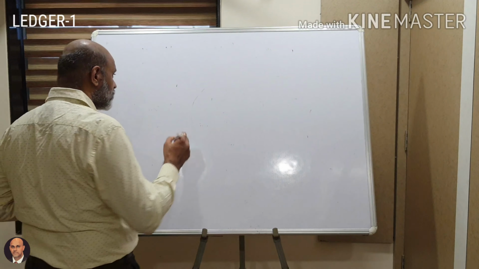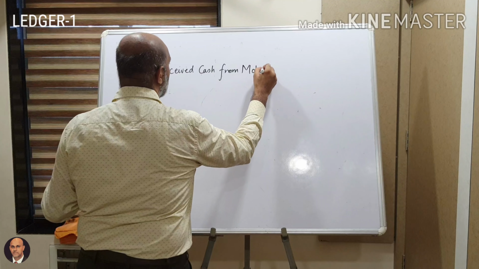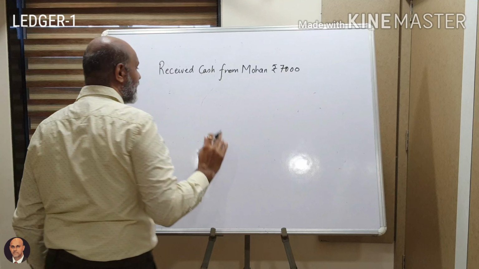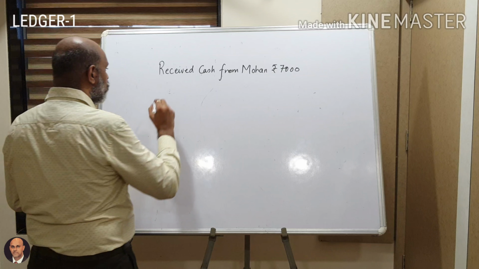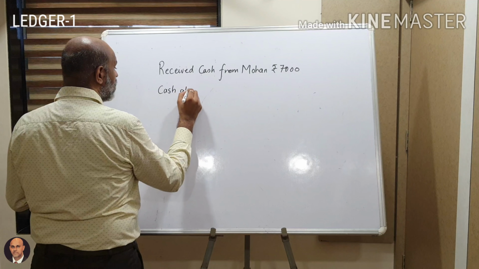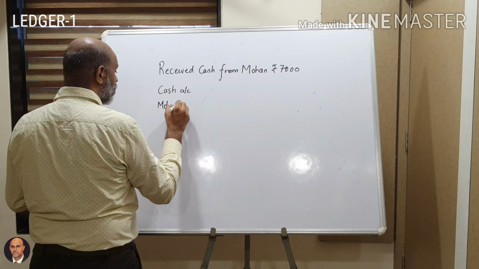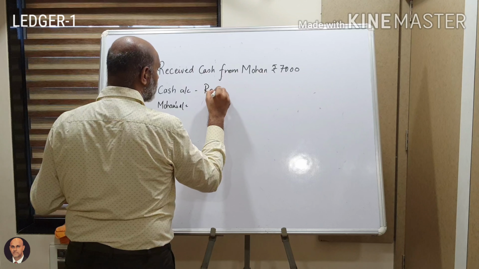Received cash from Mohan rupees 7,000. Okay, received cash from Mohan rupees 7,000. The two accounts which are involved, one is cash account and the other is Mohan's account. Okay, cash is a real account.